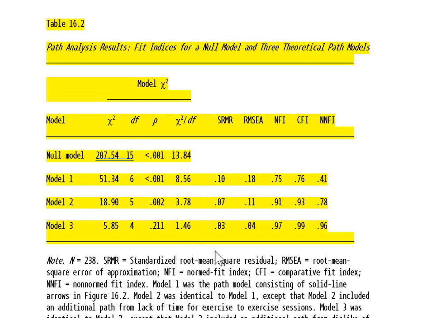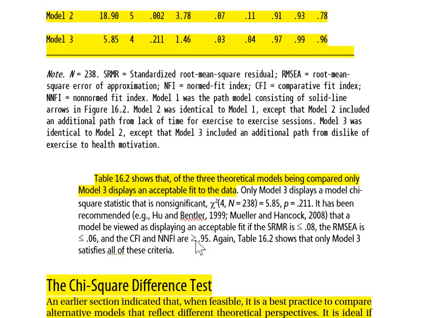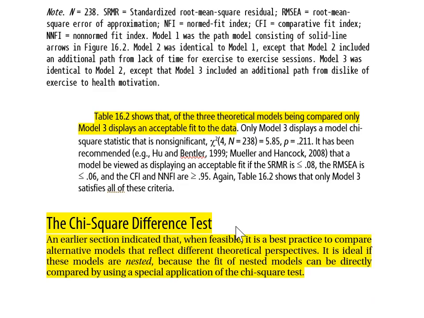We had shown this table of results that gave a bunch of global fit indices for Model 1, which was Dr. O'Day's initial theoretical model, Model 2, which had one more arrow, and Model 3, which had one more arrow. She concluded, looking at these analyses, Table 16.2 shows that of the 3 theoretical models being compared, only Model 3 displays an acceptable fit to the data. That's good news for Model 3, but we're not finished with our analyses. We have a bunch of other things we're going to look at.